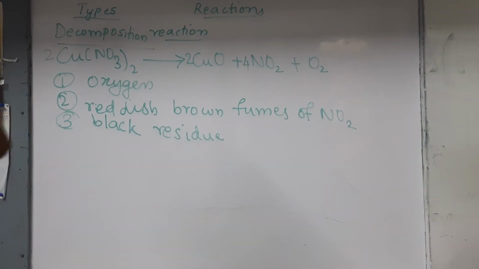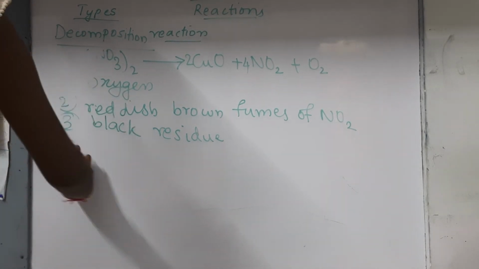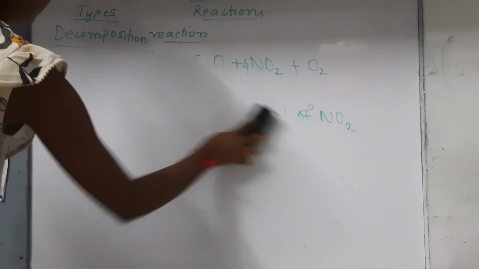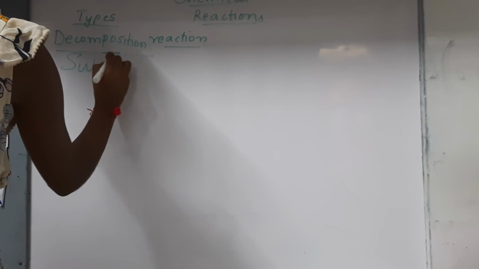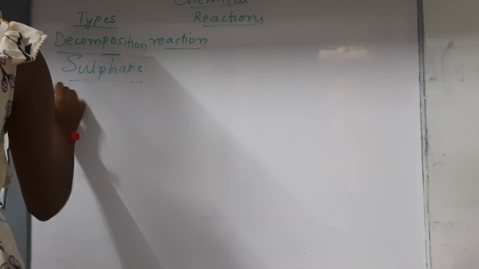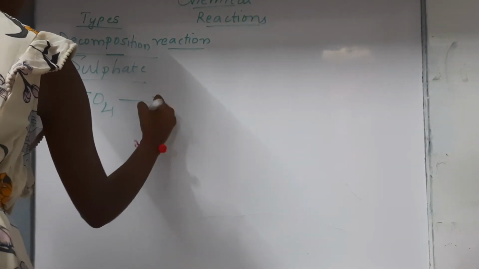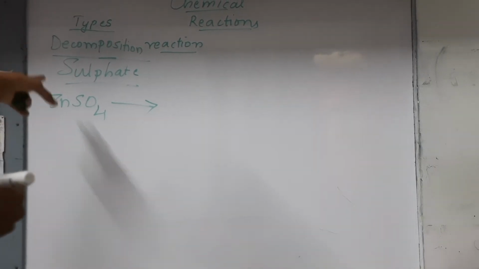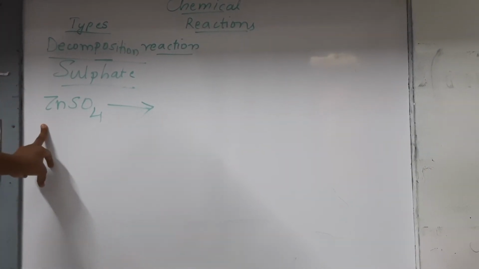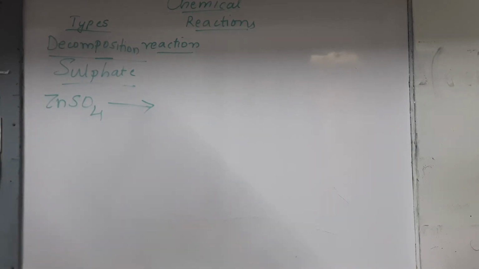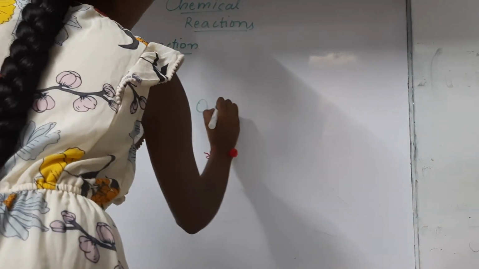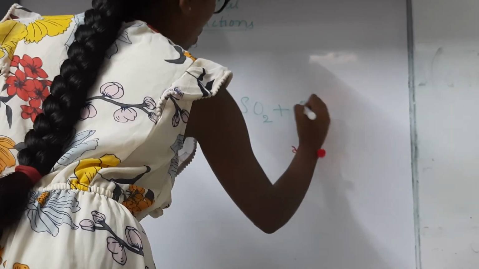And now let us see the decomposition of sulfates. As we finish this decomposition reaction, there are many decompositions of nitrates and sulfates. We saw about the nitrates, so let us see about the sulfates. One main example that you know about the sulfates is zinc sulfate. ZnSO4 gives you, you have to split this. Many of them make a mistake by writing the displacement reaction for this. It's wrong. So ZnO plus SO2 plus O2.